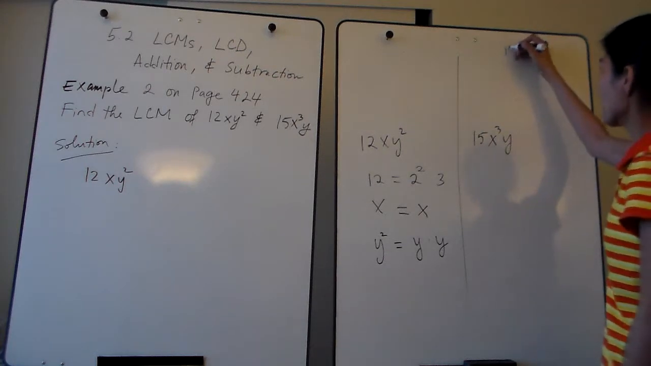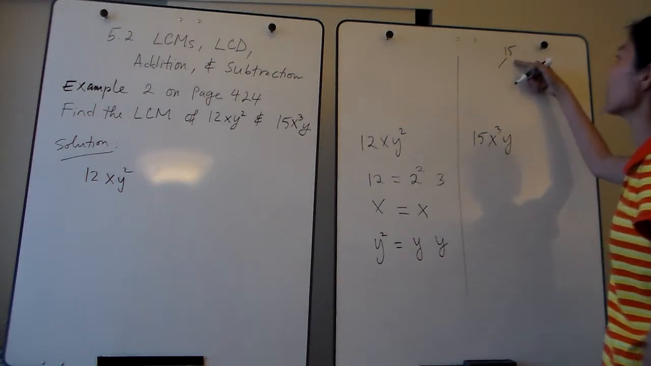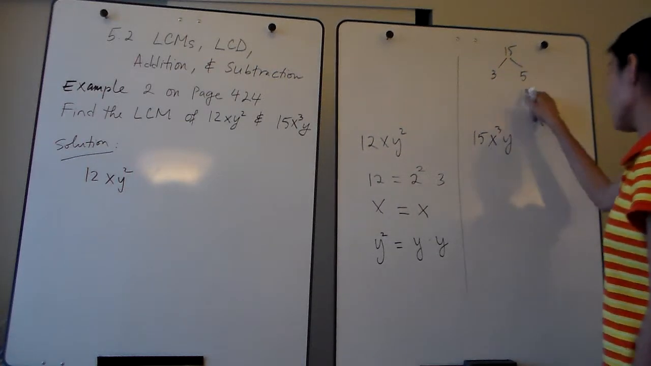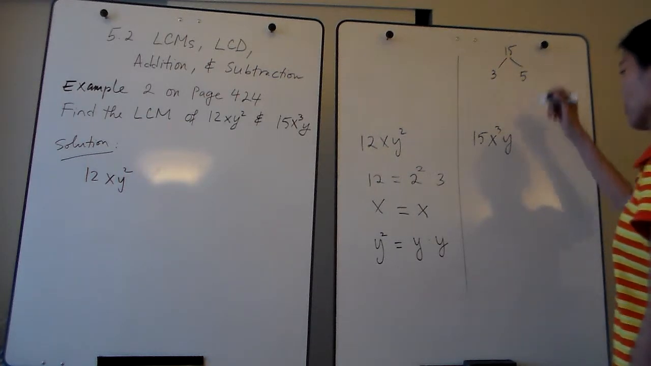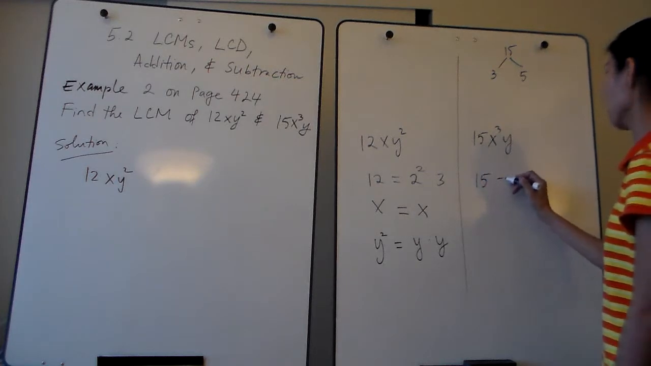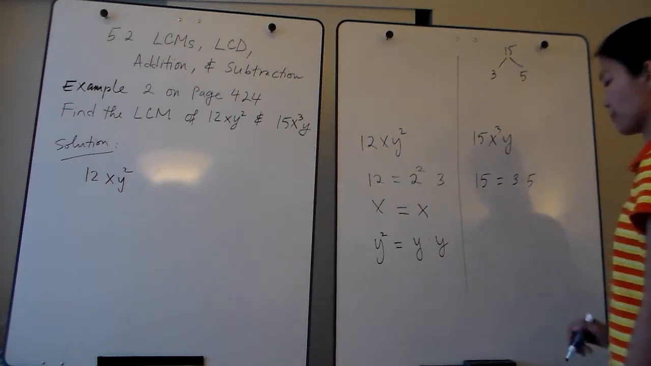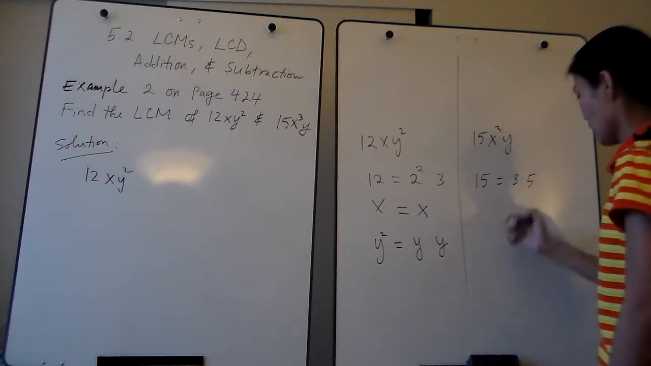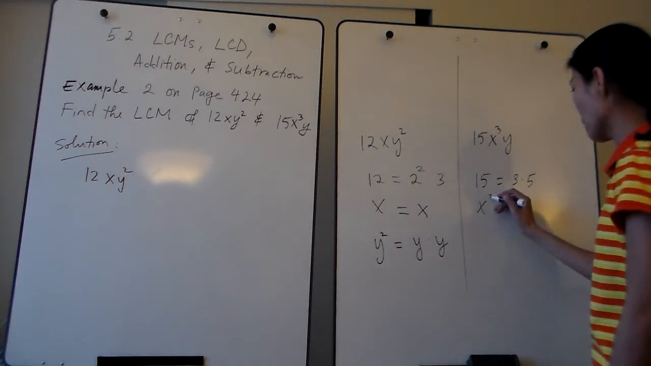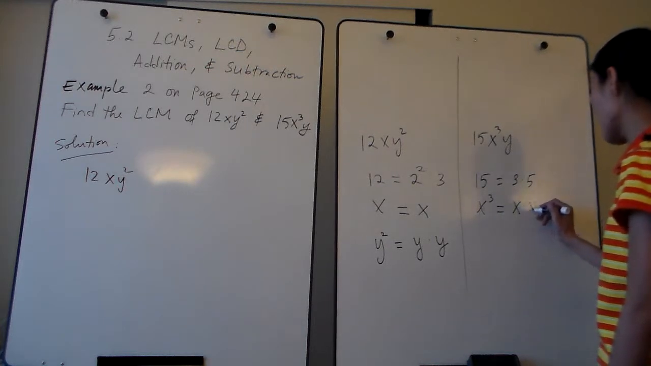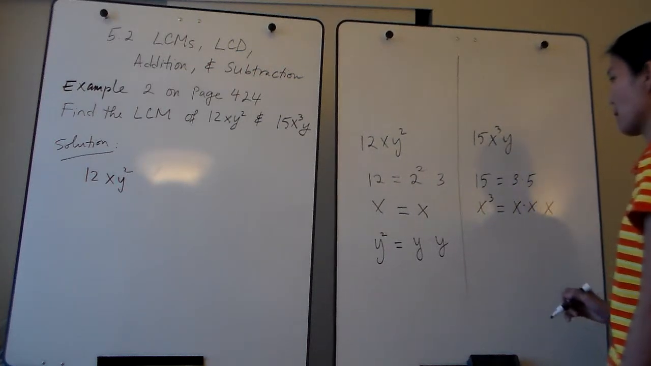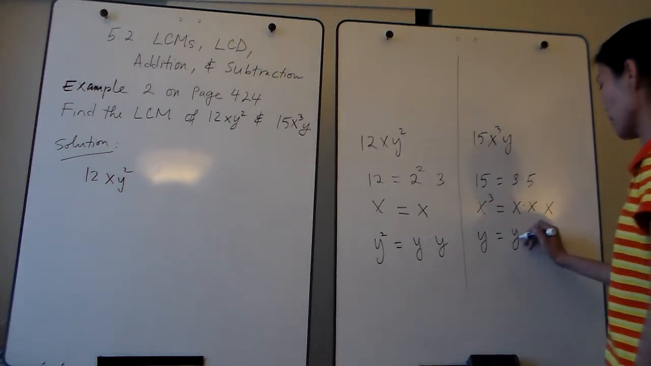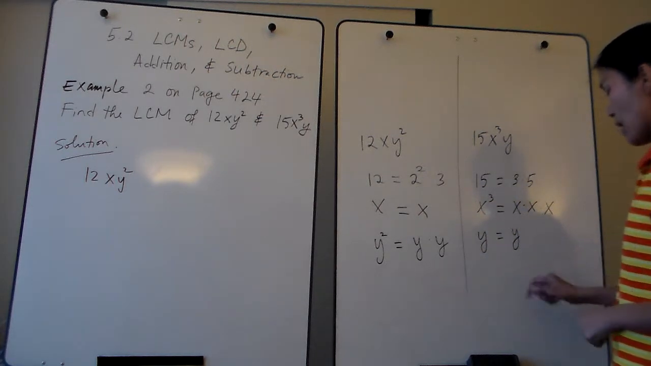To factor 15, let me do this on top. 15 is odd, right? You know you can divide by 3. 3 times 5, these are primes, so that's all you can factor. So 15 can be factored to 3 times 5. x to the third power can be factored to x times x times x. And y is just y. That's how you factor y.